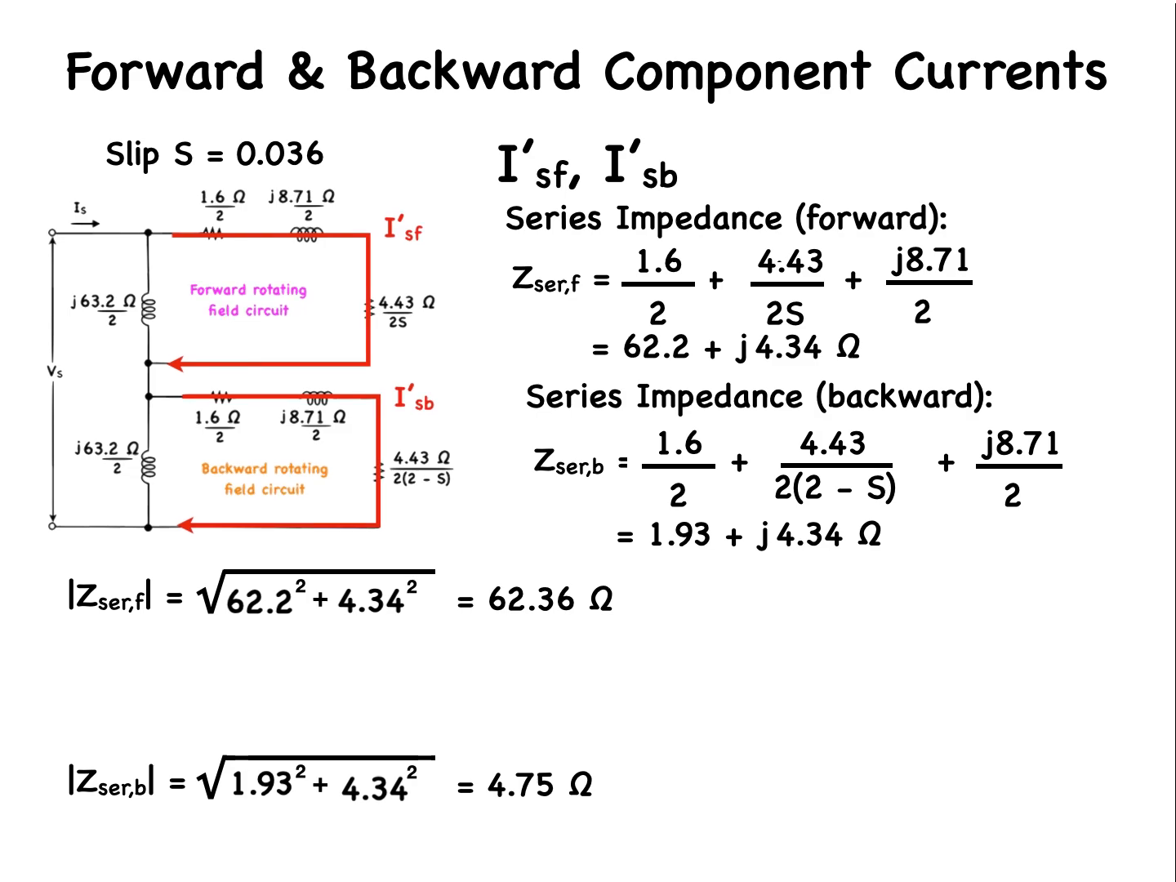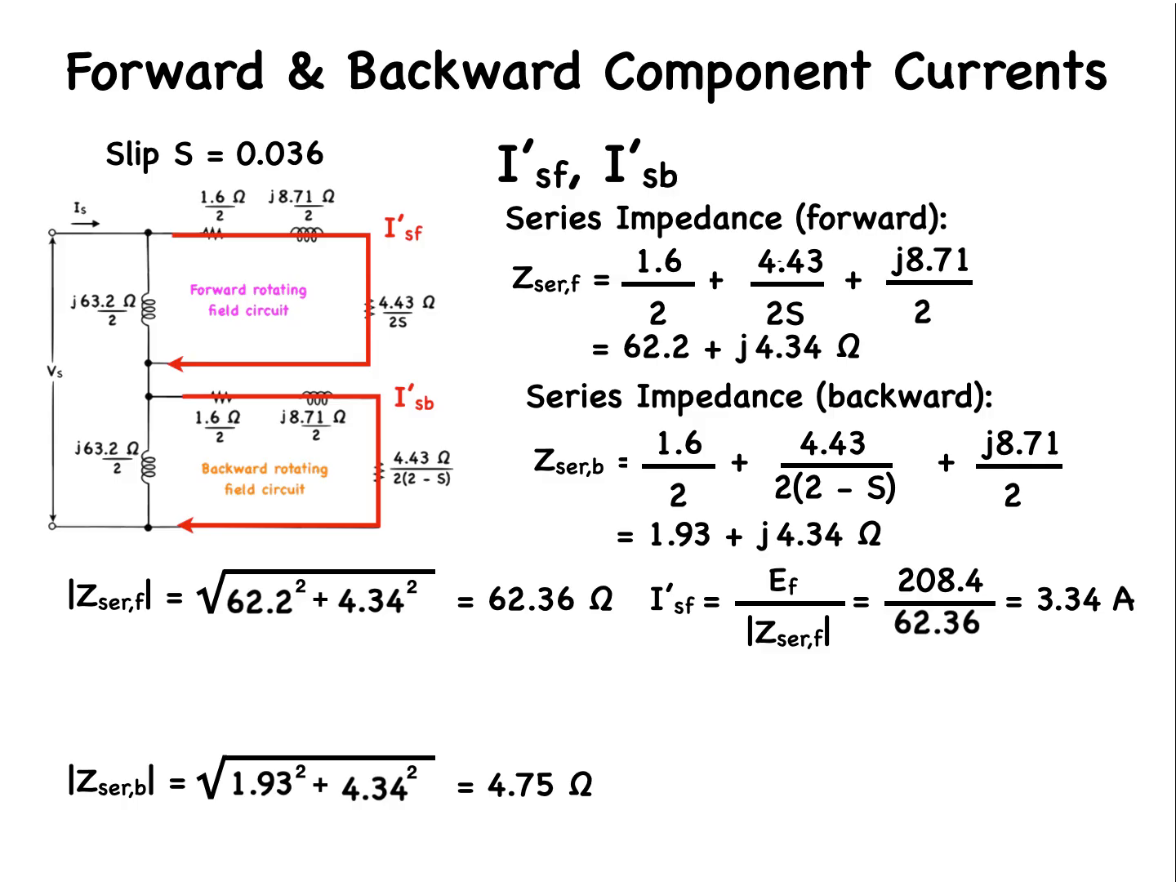We are now in a position to be able to calculate the component currents in the forward circuit and in the backward circuit. Starting with the forward circuit, I'SF is equal to the forward circuit back EMF divided by the series impedance of the forward circuit. Plugging in actual values, we get 208.4 divided by 62.36, which is equal to 3.34 amps.